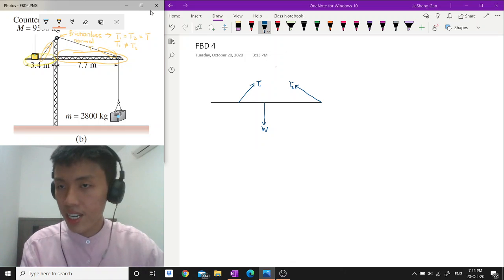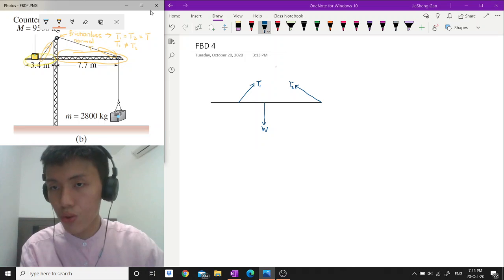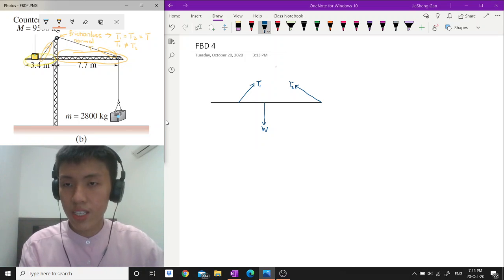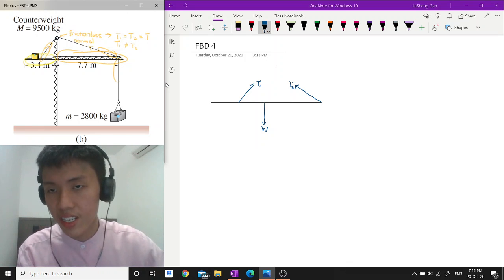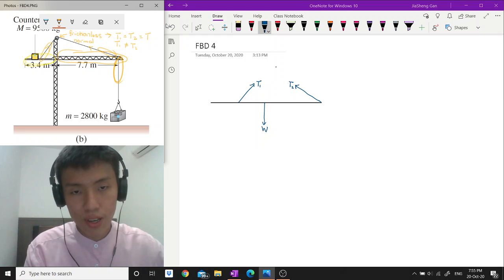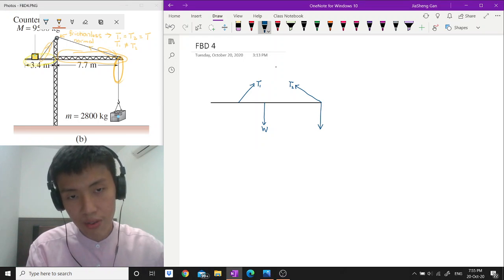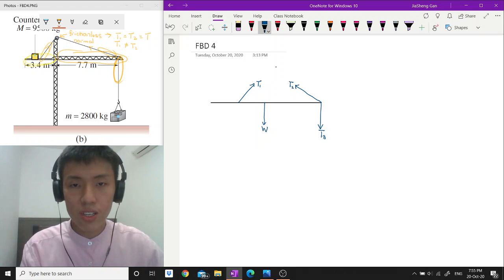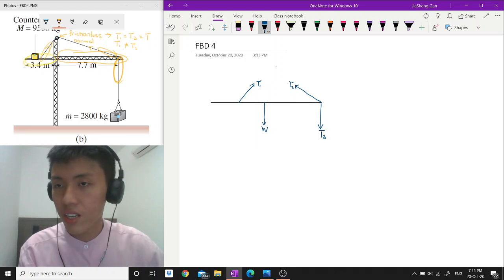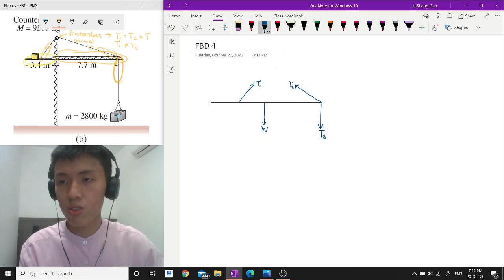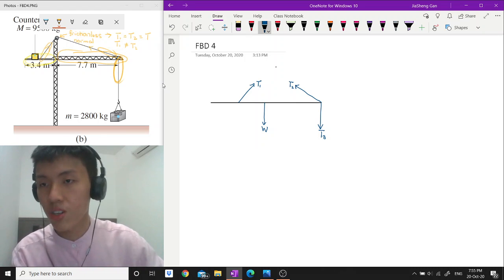Next thing, any external force? No, I didn't see any force explicitly stated in this diagram. So next thing, oh wait, there's another tension. This is also a string as well. So you have a tension going down. Let's call this T3. So the next thing is friction. I don't think friction is relevant here. So the last thing, which is reaction force. For reaction force, look for contact surface or hinge.